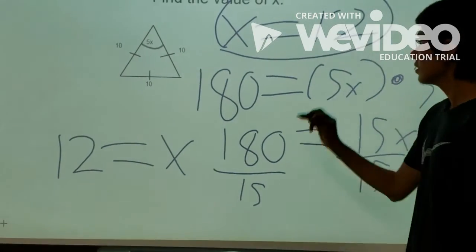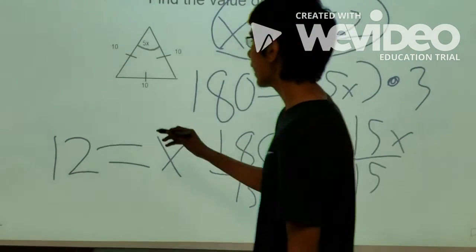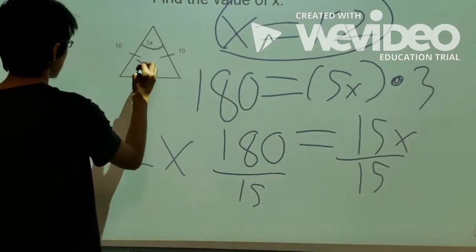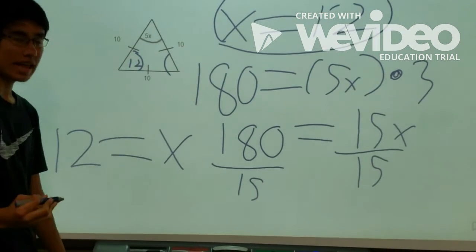So that means if one angle is 12 and every side is congruent, then that means that the other sides should also be 12 because of base angles theorem.